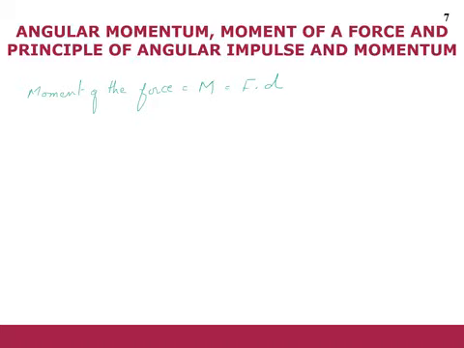And similarly, we know that the linear impulse and momentum equation is mv1 plus the sum of all the impulses, integral of F dt from time t1 to t2, is equal to mv2, right? So this is our linear momentum, these are our linear impulses, and this is our final momentum.